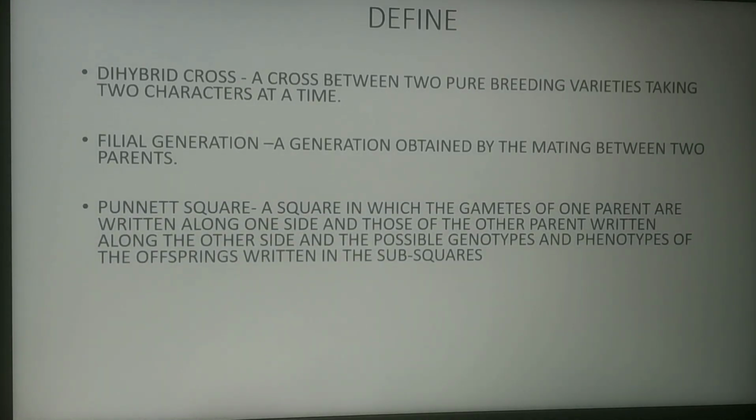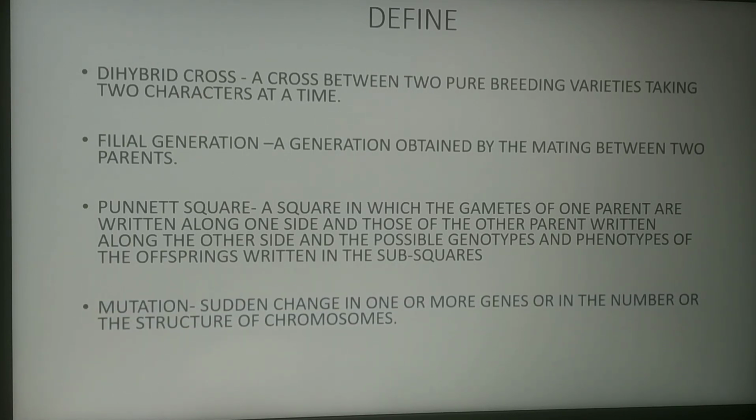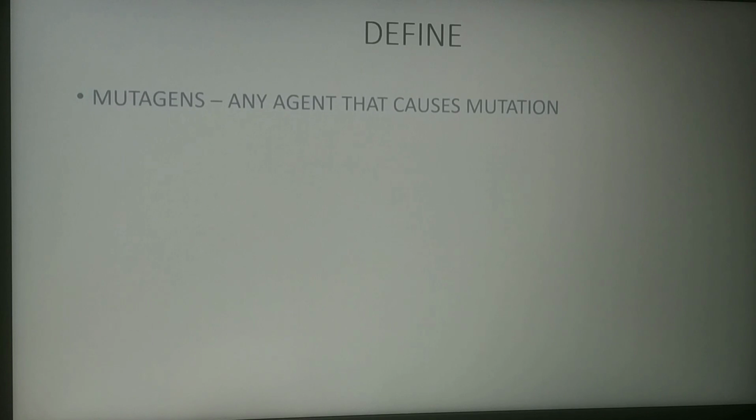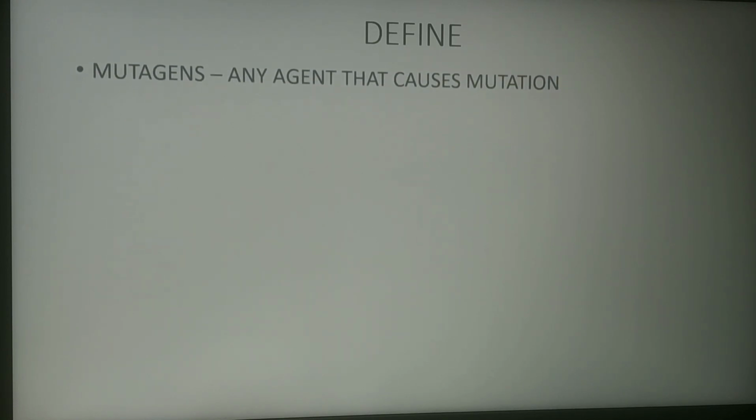Punnett square is a square in which the gametes of one parent are written along one side and those of the other parent written along the other side, and the possible genotypes and phenotypes of the offspring written in the sub-squares. Mutation, sudden change in one or more genes or in the number or the structure of chromosomes. Mutagens, any agent that causes mutation is called a mutagen. Example, radioactive radiation is an example of a mutagen.